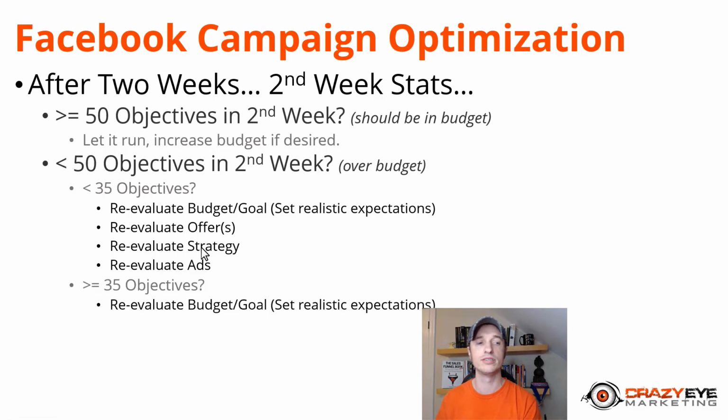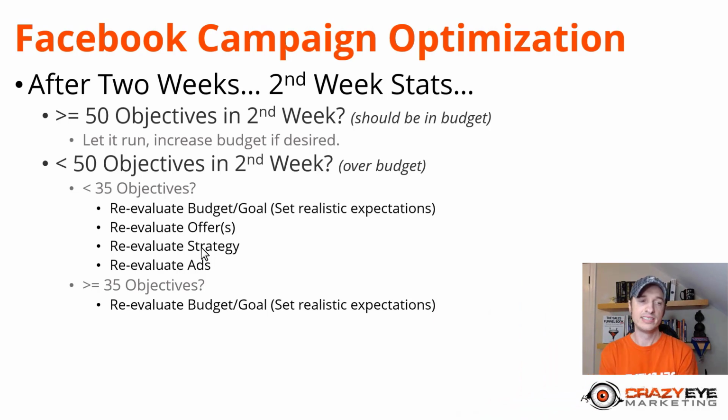If you're greater than or equal to 35 objectives, you still need to reevaluate your budget and goal. Make sure you're setting realistic expectations. And then the next thing you probably need to do is check on your ads. You could probably optimize your ads well enough to get within your goal. If you're within 15 of those 50 objectives in the second week, then you can probably get there by optimizing your ads and maybe adjusting your budget, goals, or expectations a little bit. Whereas if you're up here, you've got some serious fundamental flaws with your marketing.